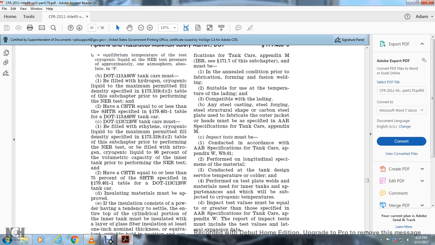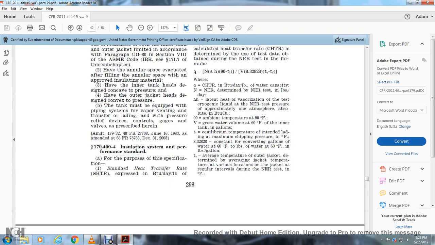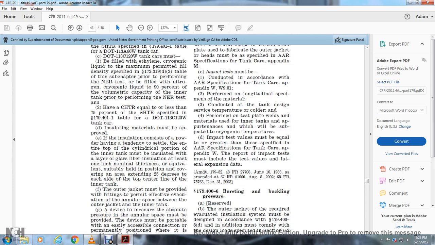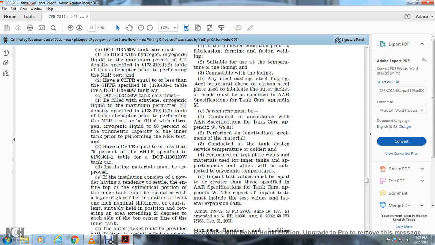Tank performing the normal evaporation rate. Cryogenic liquid to 90% of the volumetric capacity of the inner tank prior to performing the normal evaporation rate test, having the CHTR equal to or less than 75% of the SHTR specified in section 179.401. 113C120W tanker car. Insulation materials must be approved.